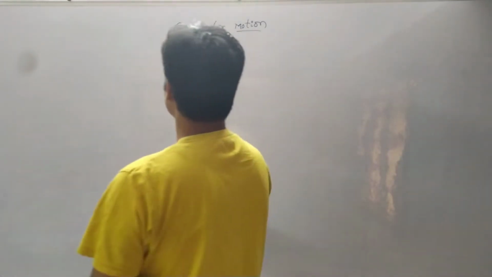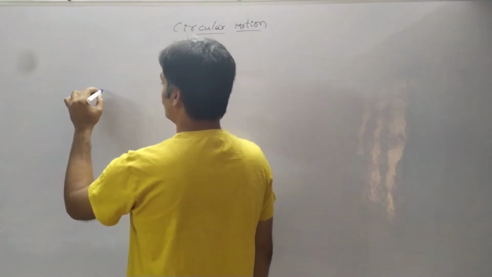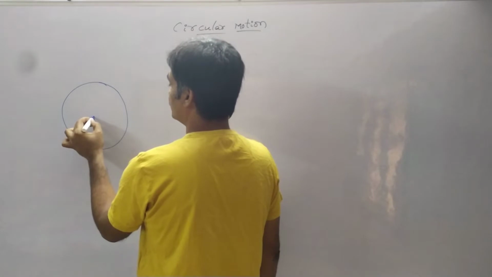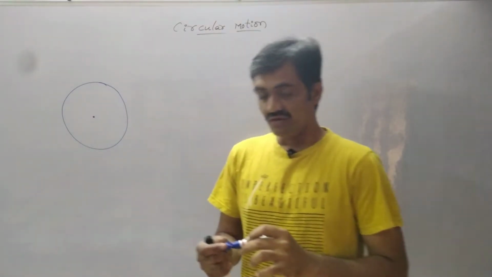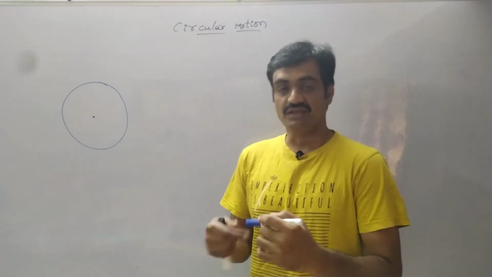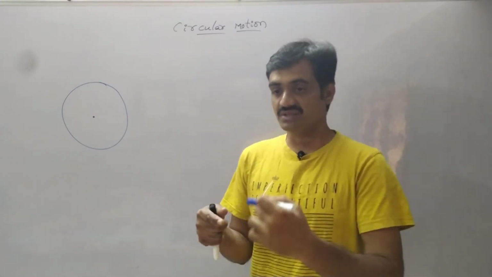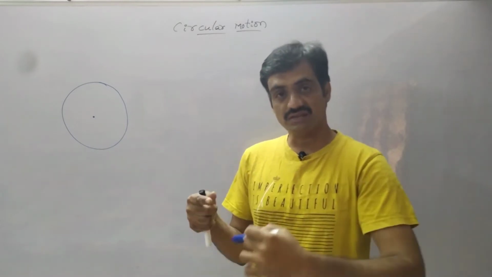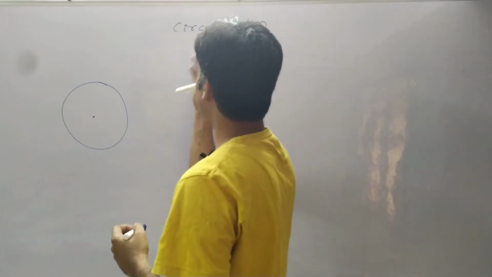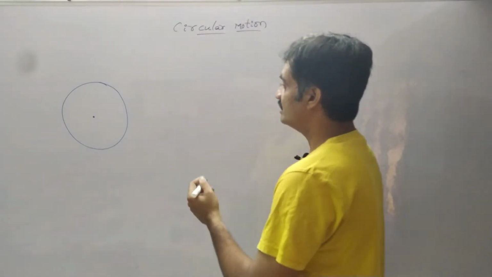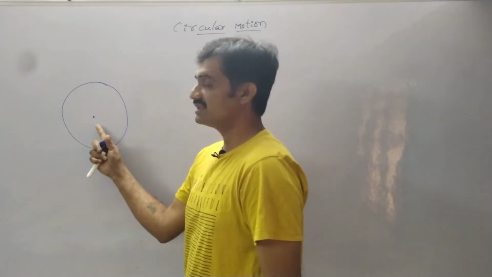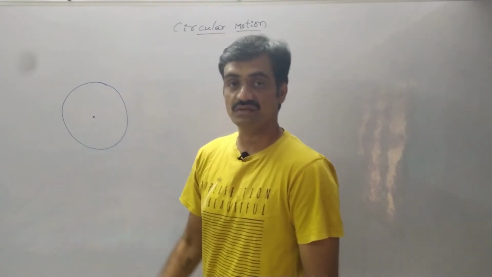Come to the case of circular motion. If a body revolves around an axis in a circular path, then we can represent it as a circular motion. Let us consider a particle stuck to a cycle wheel, and if it is rotated, then we can say the particle is making a circular motion around the axis of the wheel. So a circular motion is nothing but a body revolving around a fixed axis.